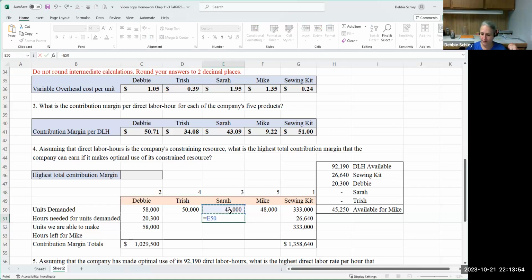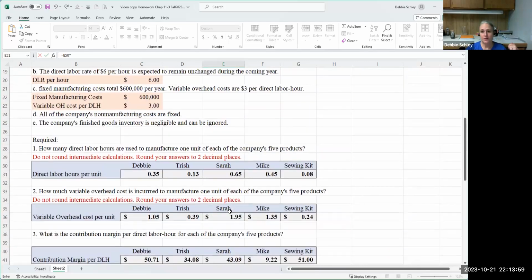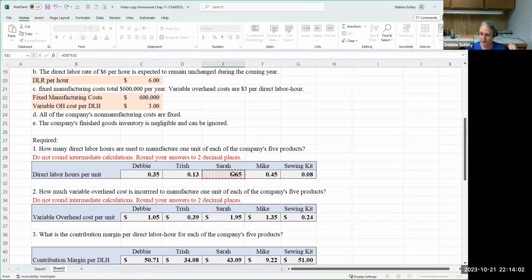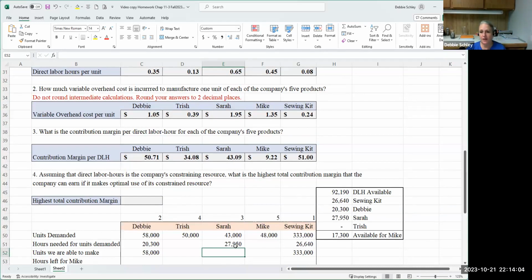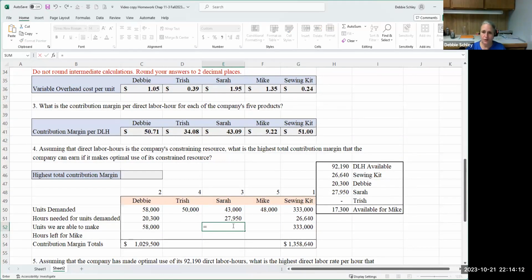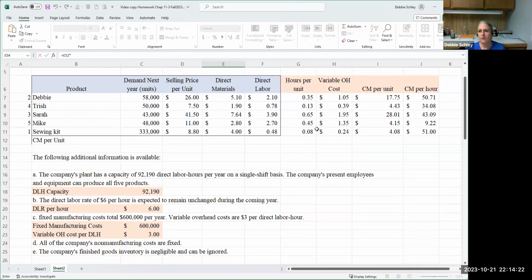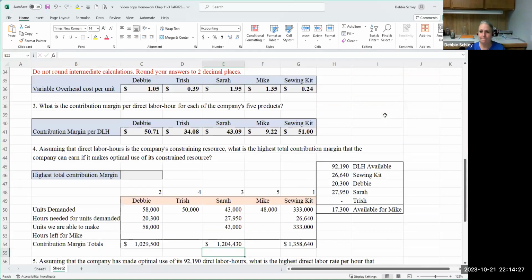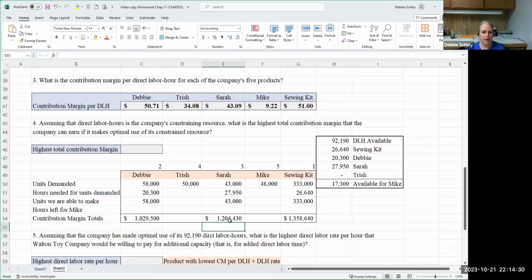They want 43,000. And I times that by Sarah's direct labor hours per unit. So I need 27,950 hours. Oh, I still have hours left. And so we're able to make all of those units. And so we're going to do 43,000 times the contribution margin per unit for Sarah.